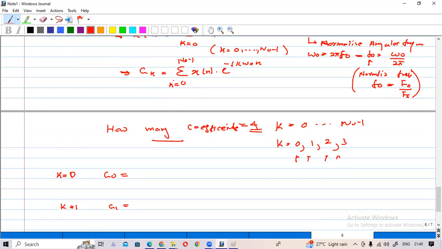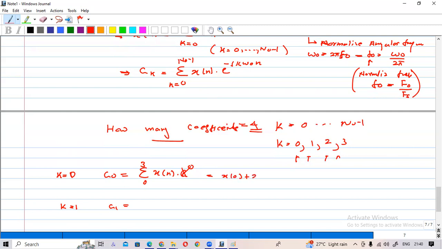So what is that? C naught is when k is equal to 0. n is from 0 to N naught minus 1, that means 0 to 3. Sum from 0 to 3 of x[n] e to the power j k omega naught n, where k is 0, so it is e to the power 0. So you will have the e0 quantity. C naught, you have to add from 0 to 3, that means x0 plus x1 plus x2 plus x3.